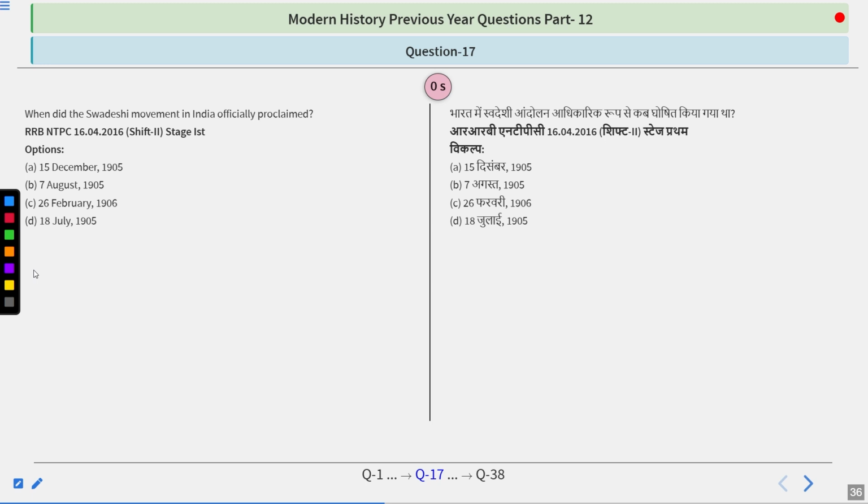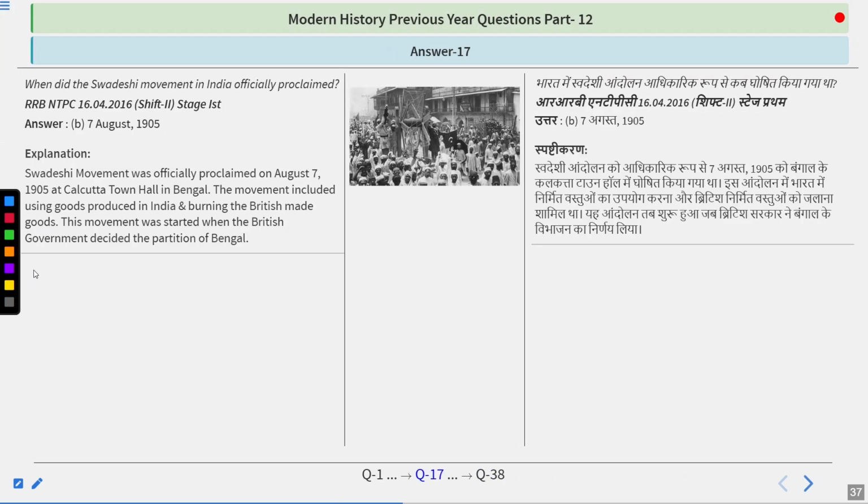And I guess the answer you are looking for is quite right, because the answer is 7th August 1905. The Swadeshi movement was officially proclaimed on 7th August 1905 at Calcutta Town Hall in Bengal. The movement included using goods produced in India and burning British-made goods. This movement was started when the British government decided on the partition of Bengal. So the answer is 7th August 1905.